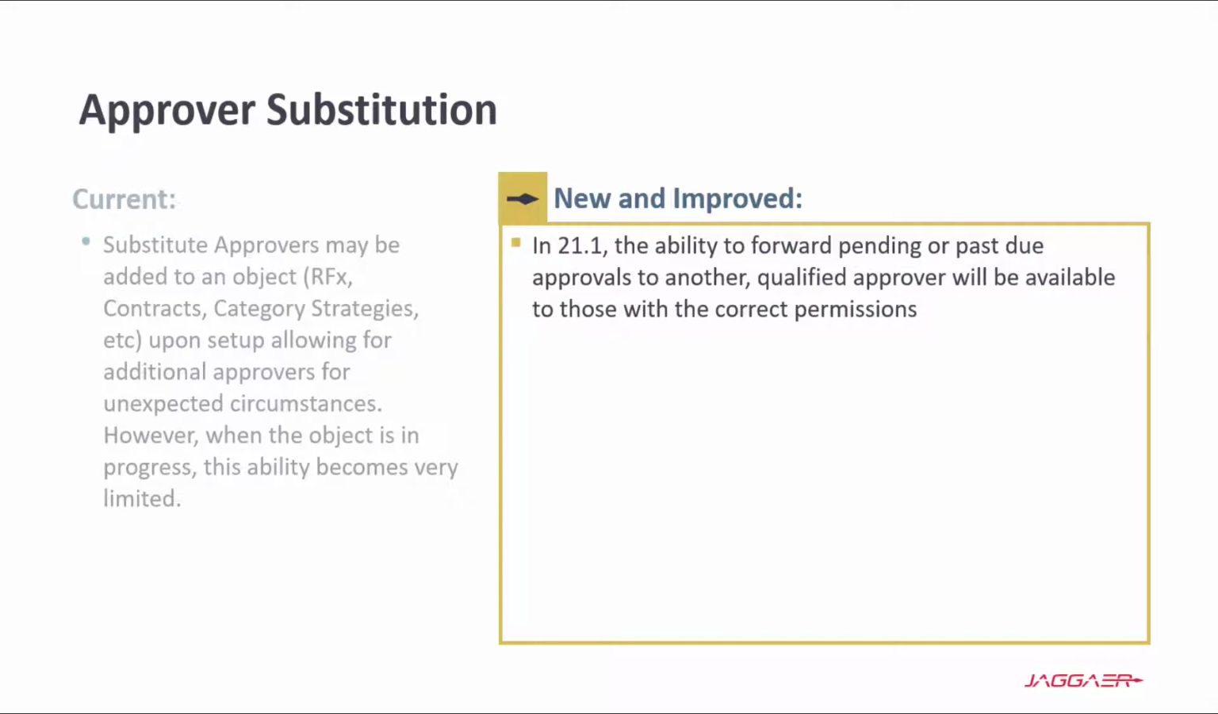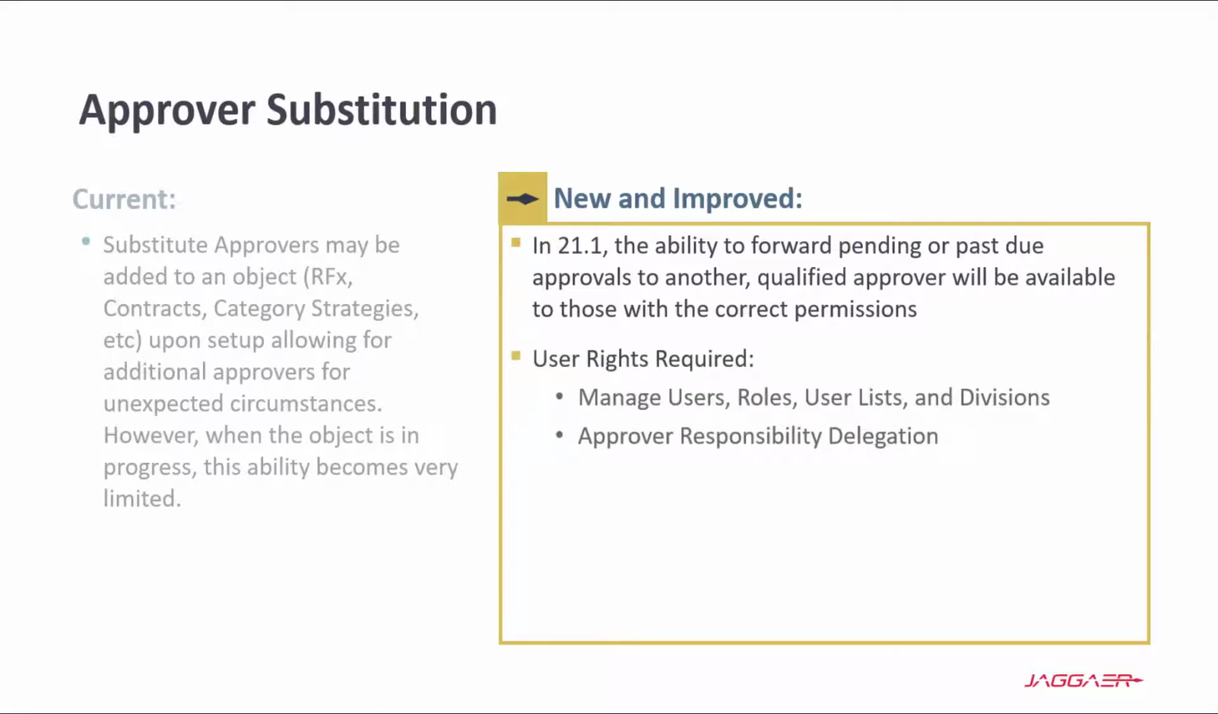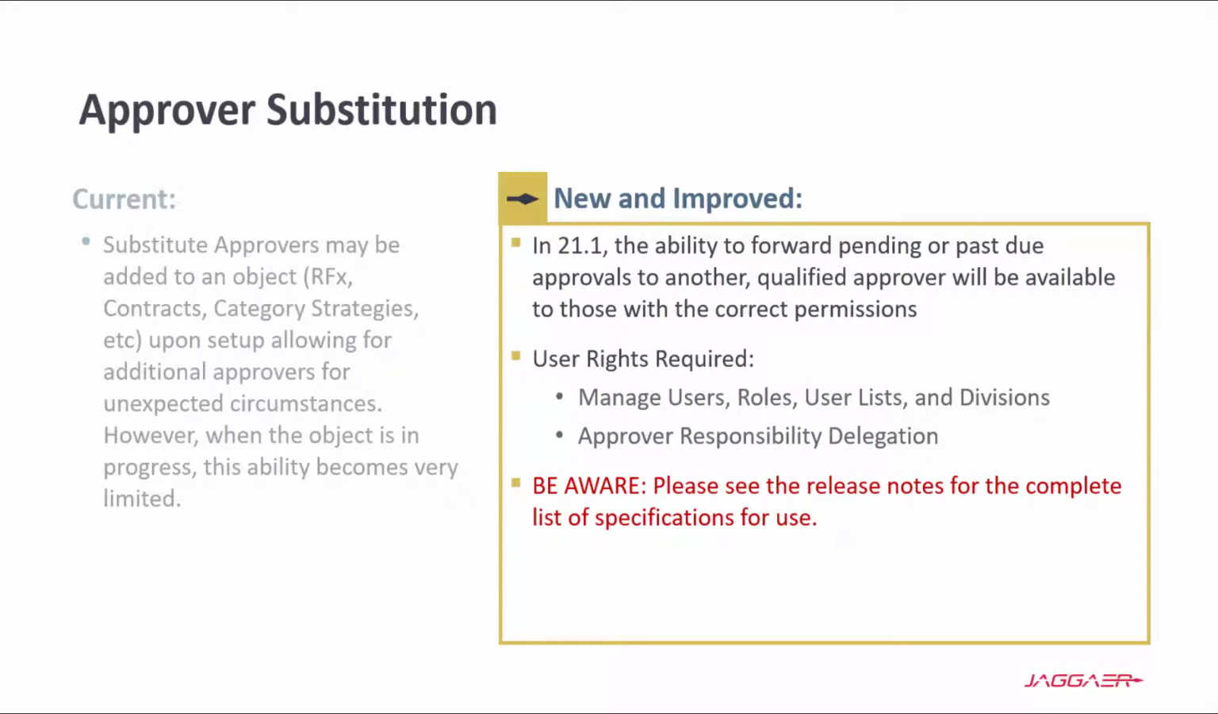with the correct permissions. The user rights required to manage and delegate these approval substitutions is manage users' roles, user lists, and divisions, as well as the right approver responsibility delegation. This type of ability is looked at as a more administrative type ability. Please be aware that you should take a look at the complete release notes for 21.1 to see a complete list of specifications for use of this process.